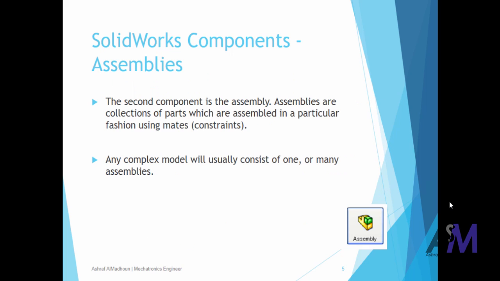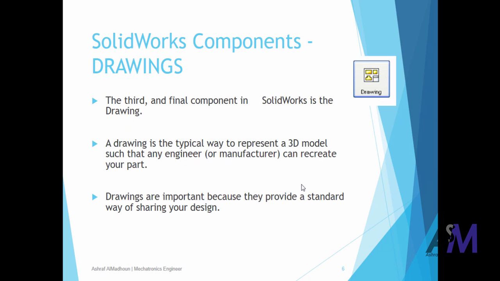The second component is the assembly. Assemblies are collections of parts which are assembled in a particular fashion using mates, which are constraints. This is the assembly icon, as you can see here. Any complex model will usually consist of one or many assemblies. We will talk about this later in more detail.